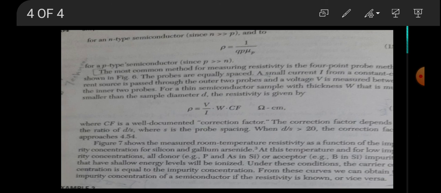Here is the measured room temperature resistivity as a function of impurity concentration for silicon and gallium arsenide. For low impurity concentration, all donors such as phosphorus and arsenic in silicon, or acceptors such as boron in silicon, have shallow energy levels, so they will get ionized. Under these conditions, the carrier concentration is equal to the impurity concentration. From these curves, we can obtain the impurity concentration of a semiconductor if the resistivity is known, or vice versa.